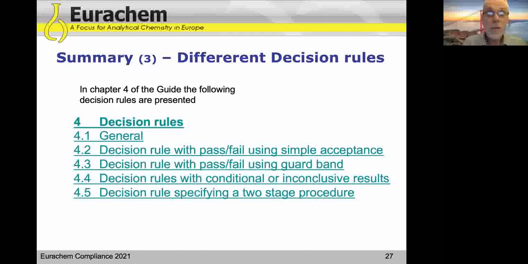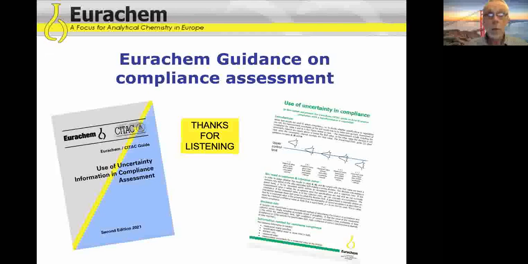So the different decision rules we already talked about: the simple acceptance, the guard band, the inconclusive, and the two-stage procedure are discussed. And these are also discussed in the ILAC and EURACHEM documents. So here is the guidance from Eurachem. Please read the leaflet first as an introduction before going into the guide.